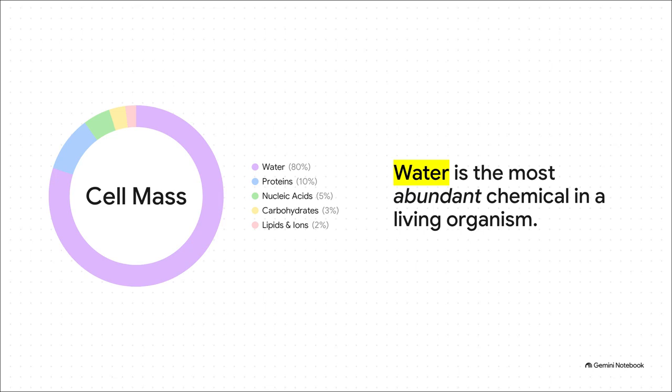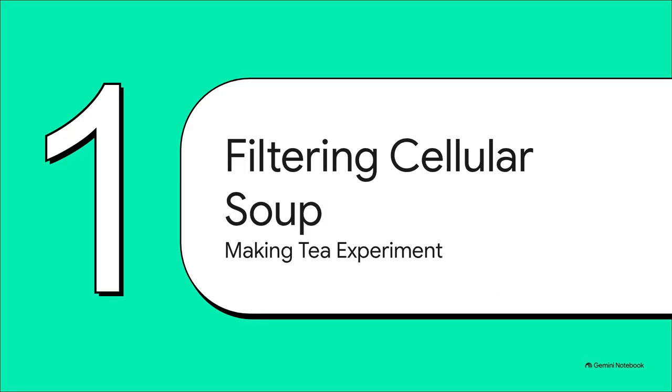To really ground us in the numbers, let's look at the cellular mass. If you take a living cell, what's actually inside it? Well, the overwhelming majority, around 80% of a cell's mass, is just water. It is by far the most abundant chemical in any living organism. After water, we have proteins making up about 10 to 15%, followed by nucleic acids, carbohydrates, and lipids in much smaller amounts.